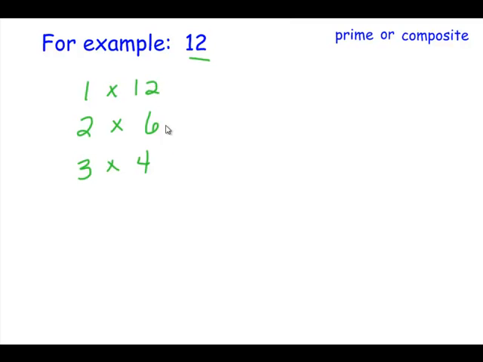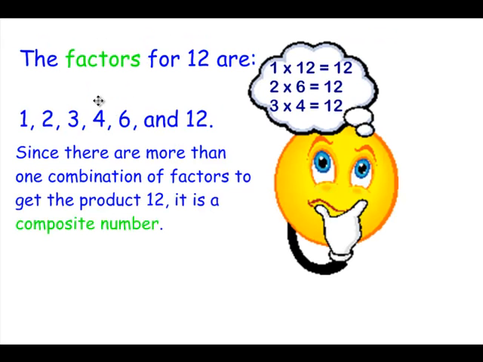Because it has 3 different pairs of factors, is it prime or composite? If you said composite, you are right. A composite number is a number that has more than one pair of factors to equal that number. The factors for 12 are 1 times 12, 2 times 6, and 3 times 4. Since there is more than one combination of factors to get the product 12, it is considered a composite number.